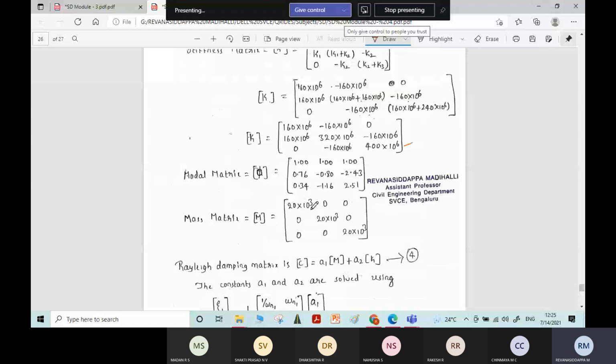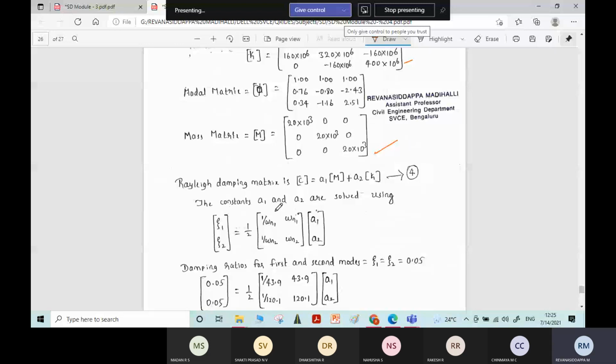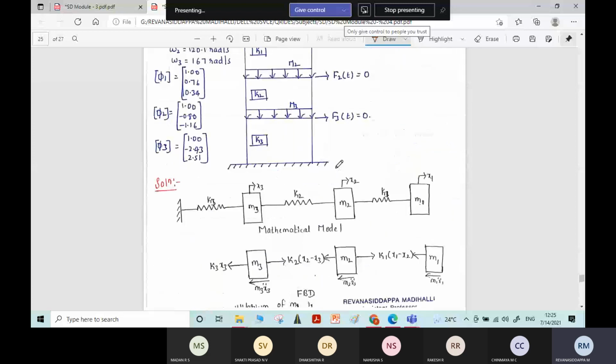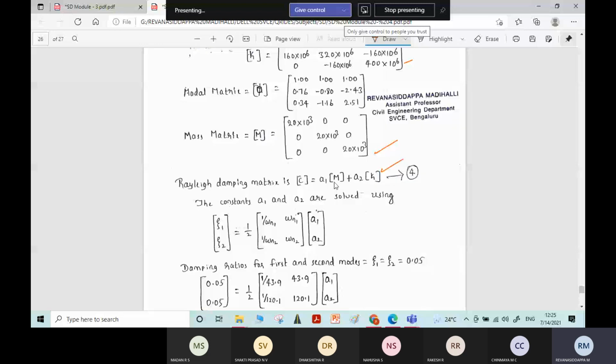Therefore, the Rayleigh damping matrix is asked to be found. For that, we have the formula, and you need to remember this formula. C is equal to A1 into M plus A2 into K, where A1 and A2 are constants which are solved by using this formula: zeta 1, zeta 2 is equal to 1 by 2 of the matrix [1 by omega n1, omega n1; 1 by omega n2, omega n2] into A1, A2.